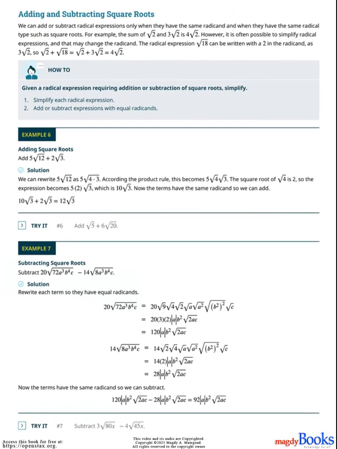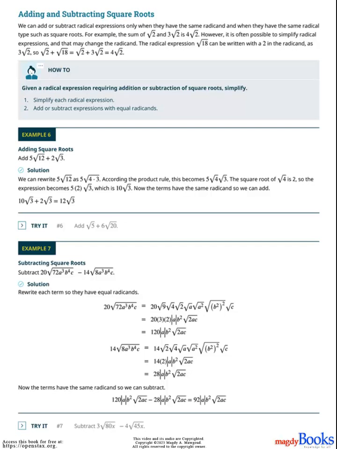1.3.4. Adding and subtracting square roots. We can add or subtract radical expressions only when they have the same radicand and when they have the same radical type, such as square roots. For example, the sum of square root of 2 and 3 square root of 2 is 4 square root of 2. However, it is often possible to simplify radical expressions, and that may change the radicand.